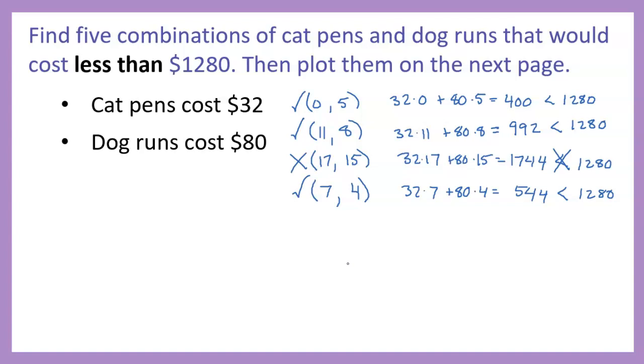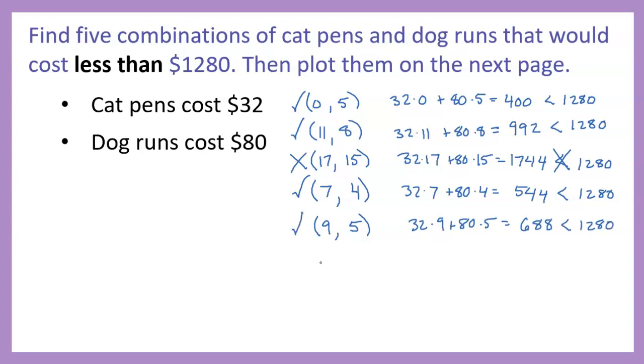See if you can pause the video and come up with 2 more points that fill these criteria. Now we'll probably get different points, but that's okay. Hopefully you got a couple. Let's try 9 and 5. Let's see if that works. 32 times 9 plus 80 times 5. Put that in my calculator. That's 688. Yep, that is less than 1280.